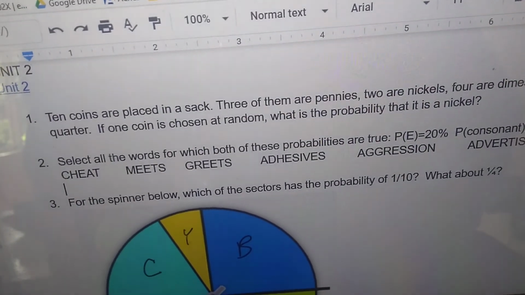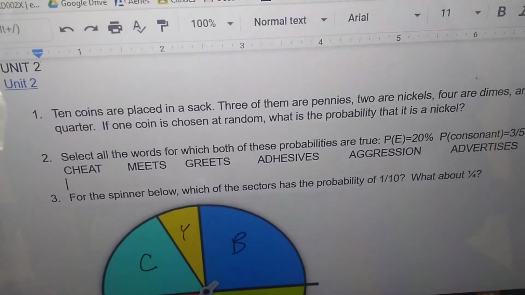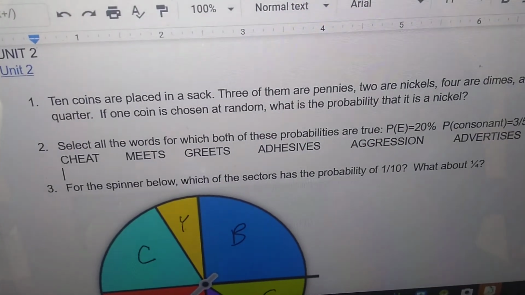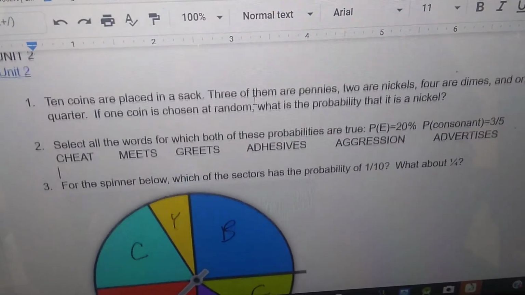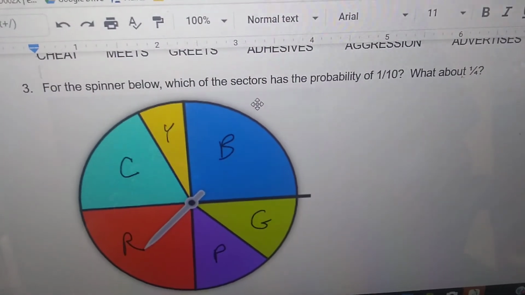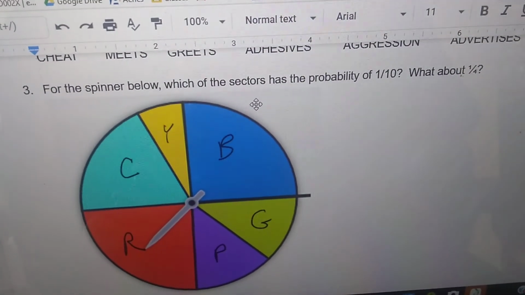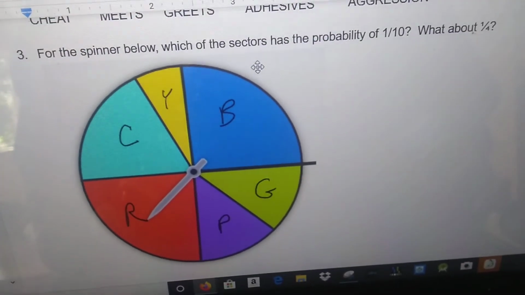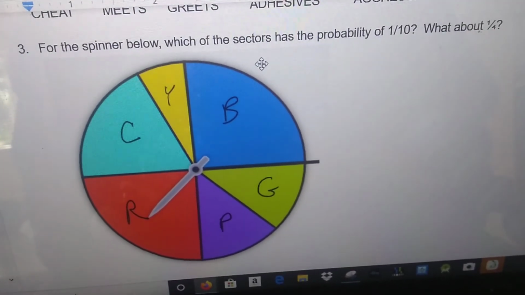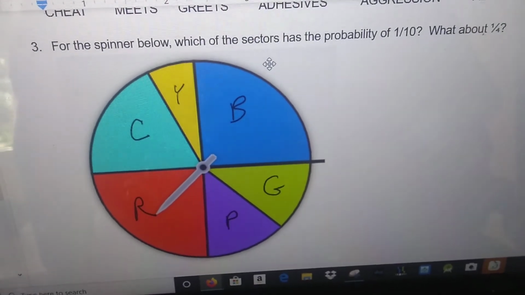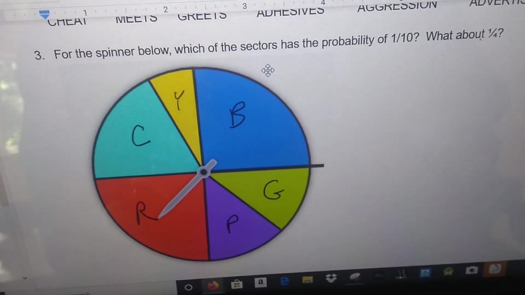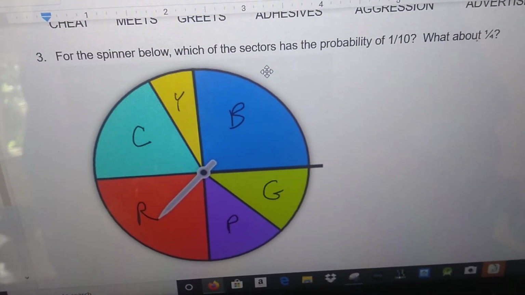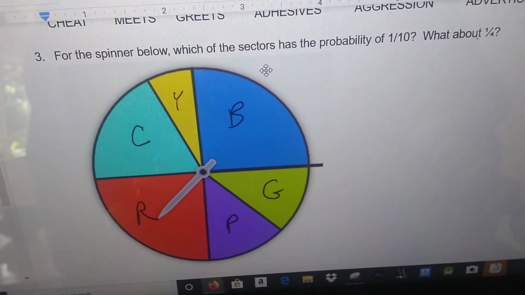For the spinner below, which of the following sectors have the probability of 1/10? Once again, you don't know for sure, but you can probably guess which one is 1/10. And the other one, this is supposed to be round. It doesn't quite look round on my phone here. I think it's because I'm at an angle. What about 1/4? What would be a probability for 1/4?